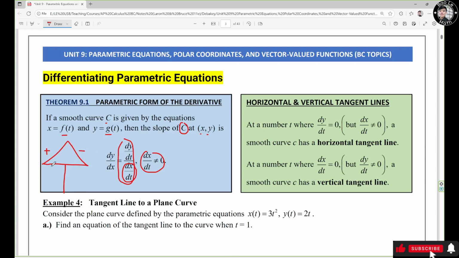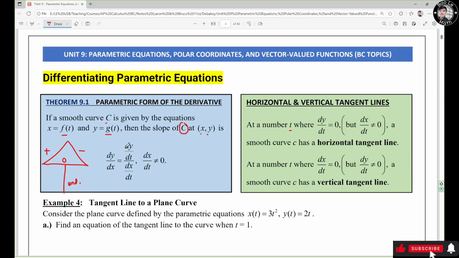If the line is horizontal, the slope is 0. If the line is vertical, the slope is undefined. Now, we're going to talk about the horizontal tangent line, at a number t where dy/dt equals 0, but dx/dt is not equal to 0.